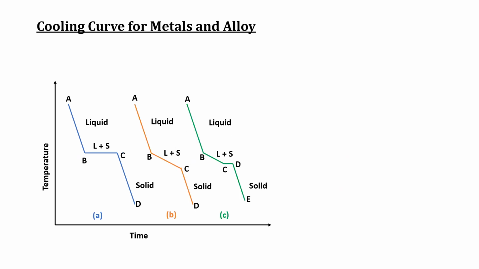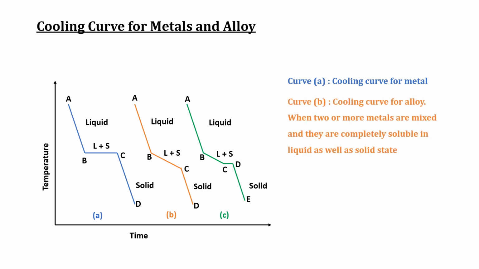Next is the cooling curve for metal and alloy. As you all know, an alloy is a mixture of two or more metals, or metals and non-metals, with each other, and we form alloys to obtain the desired property according to their application. We are seeing here three curves: curve A, B, and C. Curve A is for pure metal, and curves B and C are for alloys.